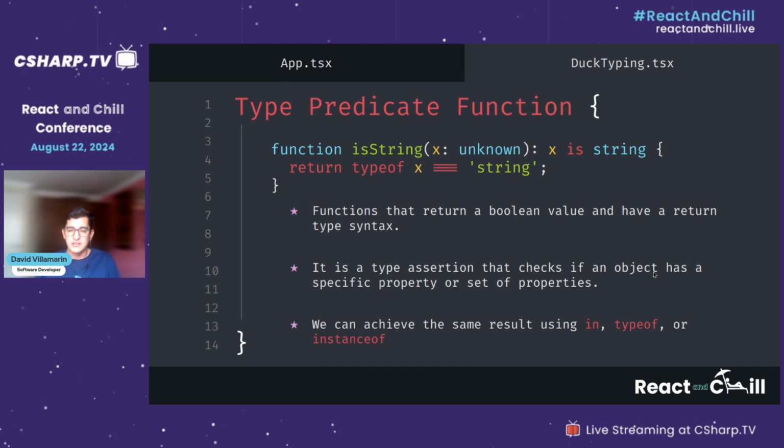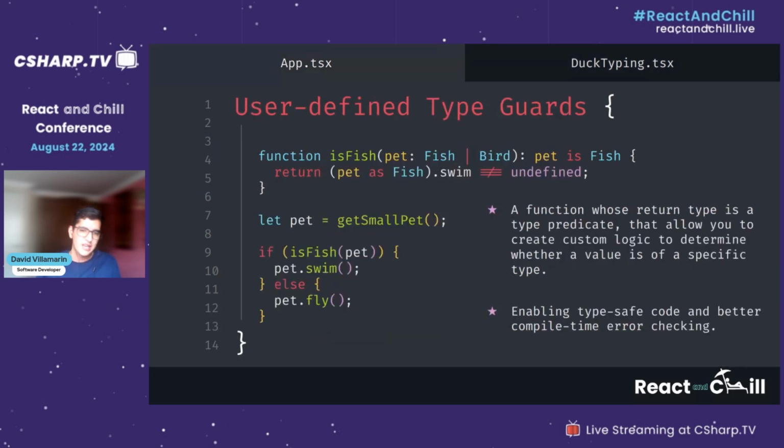if an object, in this case this X, has a specific property or set of properties. For now, since a string is just a string, we don't have any other properties, but we can achieve the same result basically using in, typeof, or we can also use instanceof, which are keywords of TypeScript. So we have narrowing, we have type predicates, and then we have type guards.